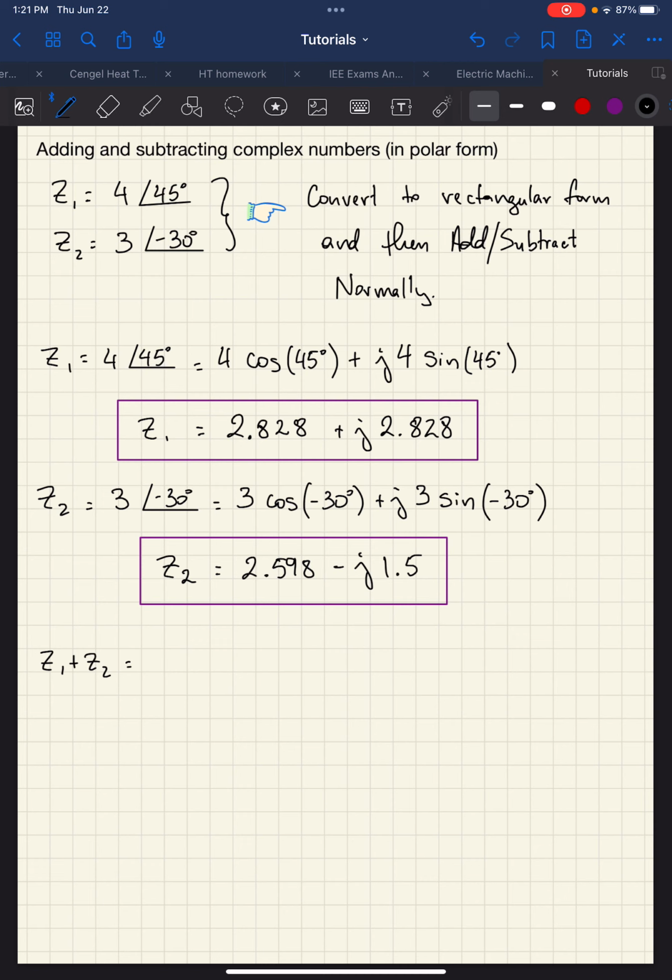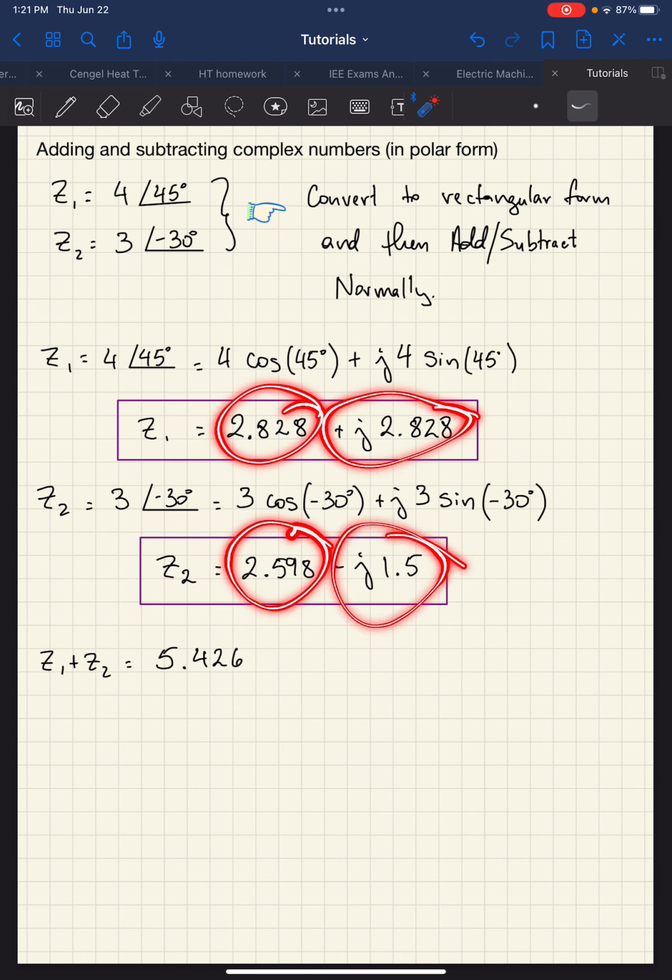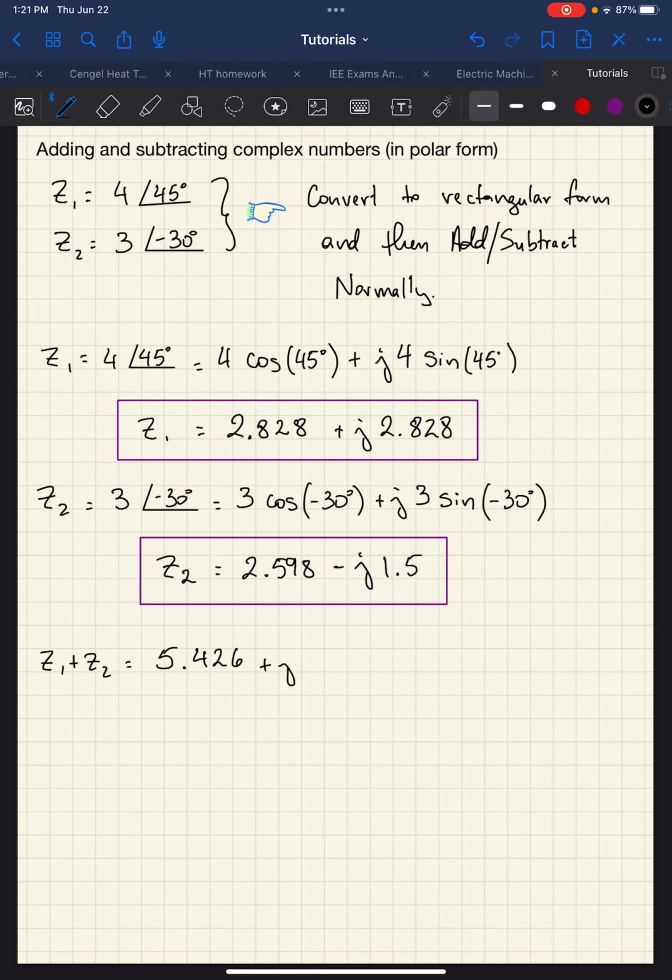So adding them together, we add the real parts. If you add the real parts, you're going to get 5.426. Again, that's if you add this and this. Now, we're going to add the imaginary parts to get the imaginary sum, and it's going to be 1.328. You're now going to practice the subtraction. You subtract the real parts, and when you do that, you should get something like 0.23.